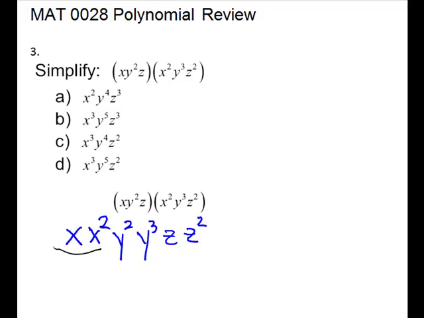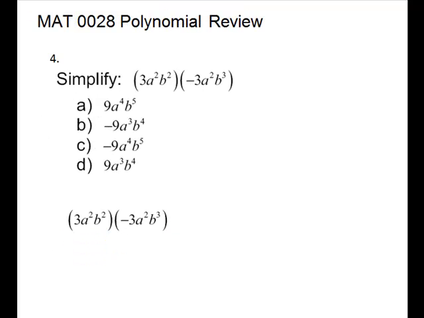And for the x's, remember with like bases side by side, keep the base, add the exponents. Don't forget the 1. For the y's, like bases side by side, keep the base, add the exponents to give you 5. And your z's, keep the base, add the exponents, don't forget the 1. So 1 plus 2 is 3. So x cubed, y to the 5th, and z cubed would be B.